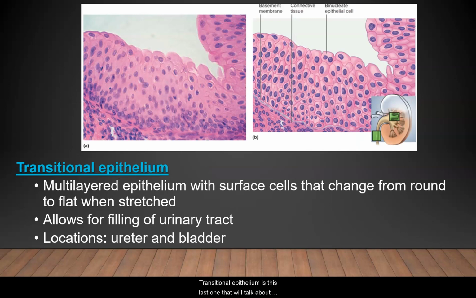Transitional epithelium is this last one that we'll talk about. It's a multi-layered epithelium, obviously, with surface cells that change from round to flat when stretched, so they can actually transition or change as they move. This allows for filling of the urinary tract, and so obviously the locations that you'll find them are in the ureter and the bladder.